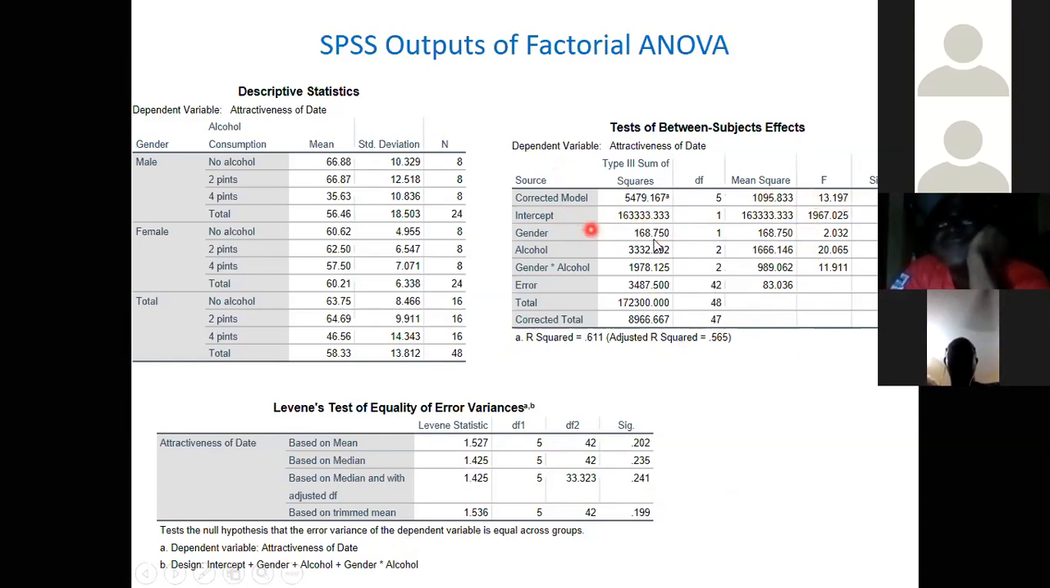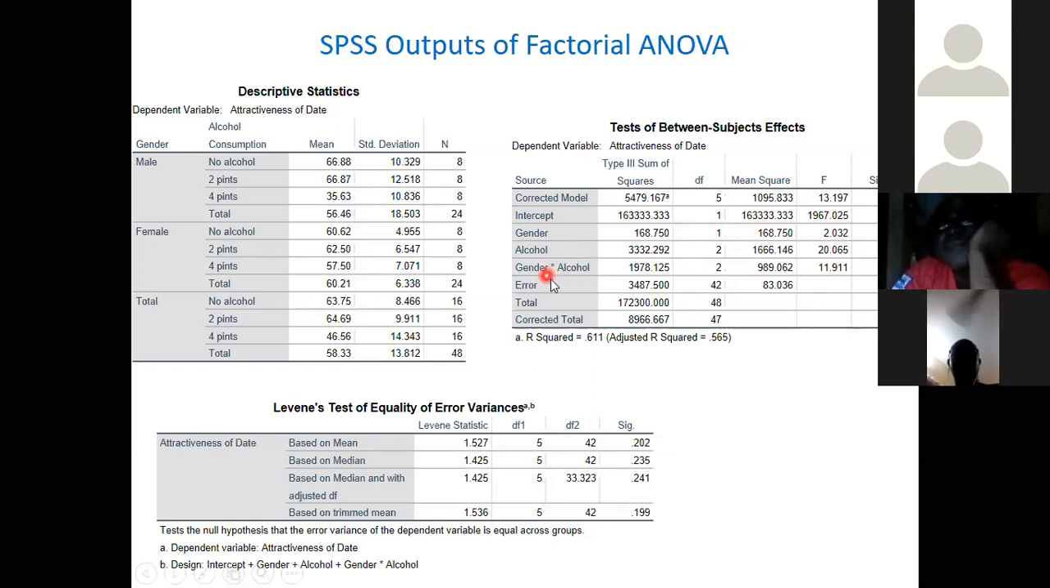When you look at the effect of the gender, can you see? If you remember, if you look at the sum of square we calculated for it, and the variance mean square, and the F, can you see? It's the same. And the p-value is 0.161. I said before, the F we calculated there is 2.032. It's not significant. When you look at alcohol, look at the total sum of square, the degree of freedom was 2, and mean square, that's the variance, and look at the F, 20.065. It's significant. The p-value is less than 0.01.